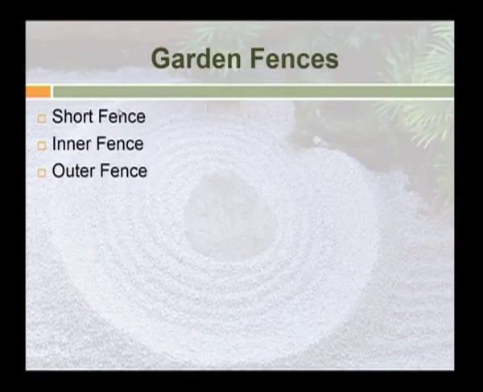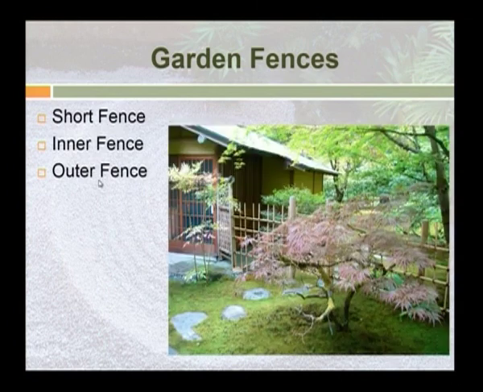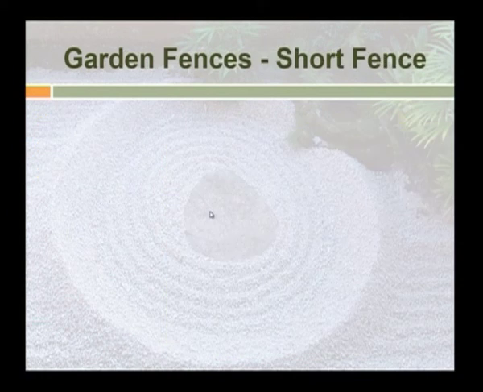Garden fences became an important element after the introduction of the tea ceremony. There are 3 kinds of garden fences. One is a short fence, the second is the inner fence, and the third one is the outer fence. This shows both the short fence and the inner fence. What we see here is the short fence. This is generally 3 by 5 feet in dimension.